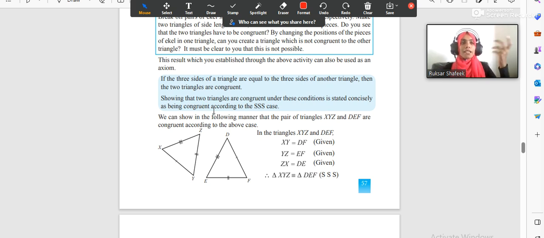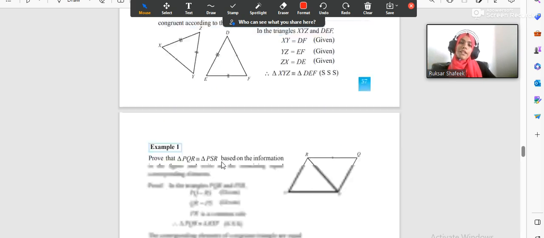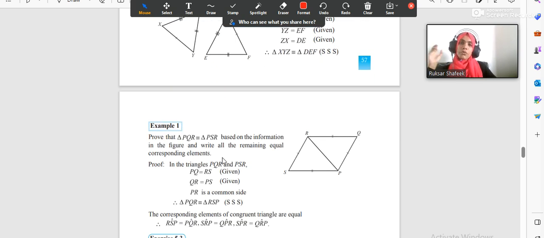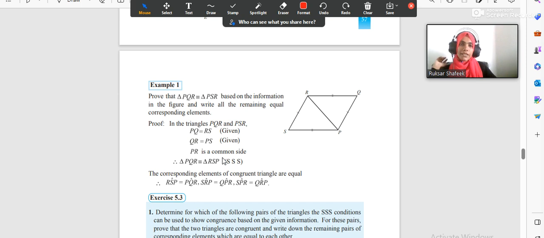Like I told you, that's how we usually draw triangles, when the measurements are given, that these three sides are given, and two children draw that, then definitely if they've drawn it correctly, they're going to be congruent. So if three sides of one triangle are equal to three sides of another triangle, we say that they're congruent under SSS. So if you look at these two triangles over here, we need to prove that triangle PQR is congruent to triangle PSR.